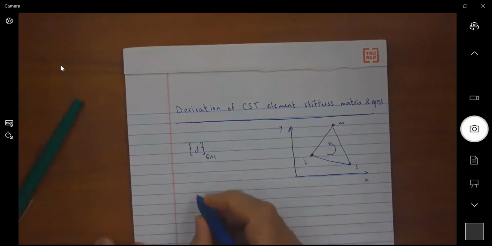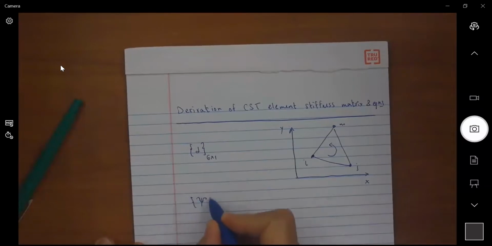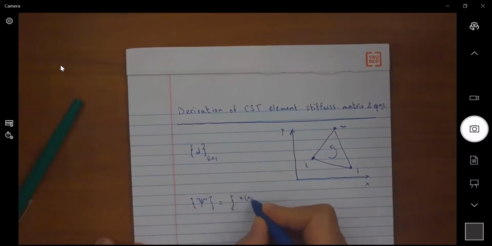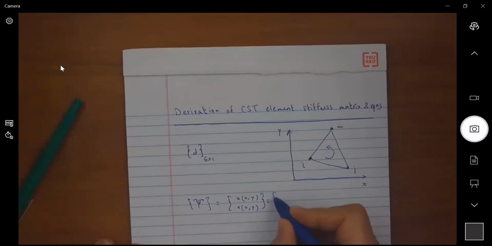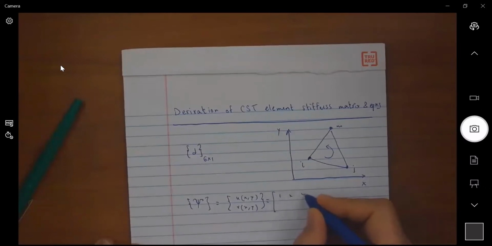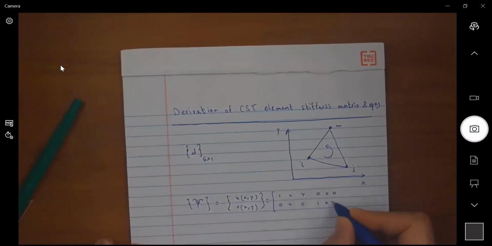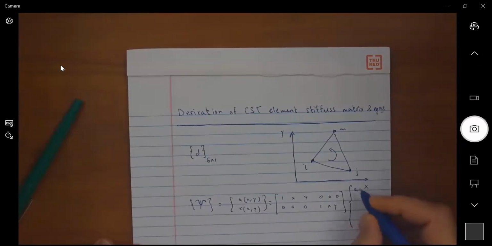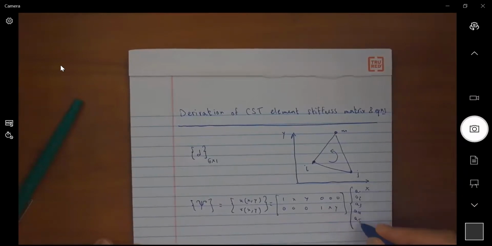And we expressed the displacement using Psi, where Psi is equal to U of X and Y and V of X and Y. So this is equal to 1 X Y 0 0 0, 0 0 0 1 X Y, multiplied by 6 parameters that we were solving for: A1, A2, A3, A4, A5, and A6.